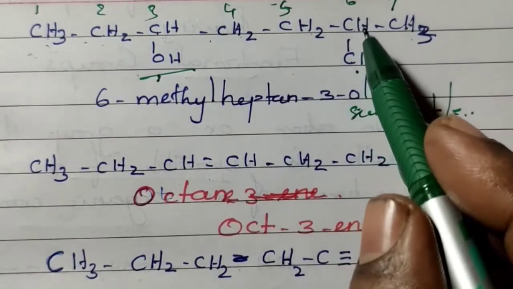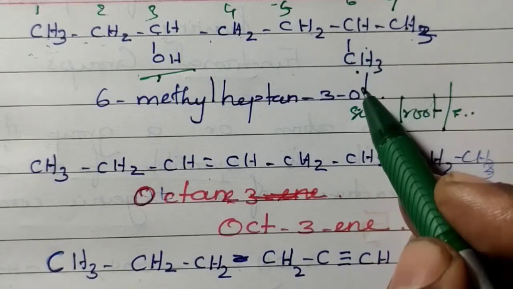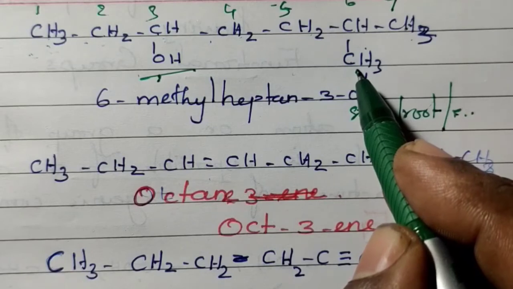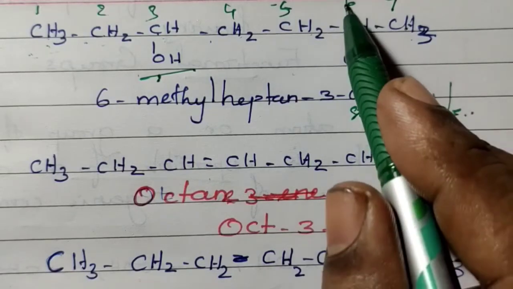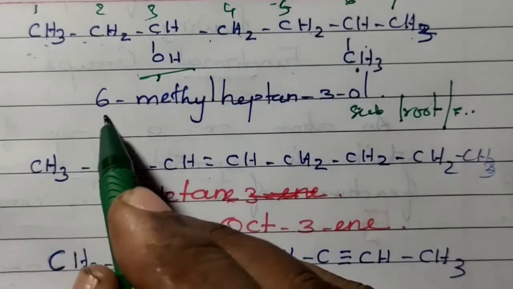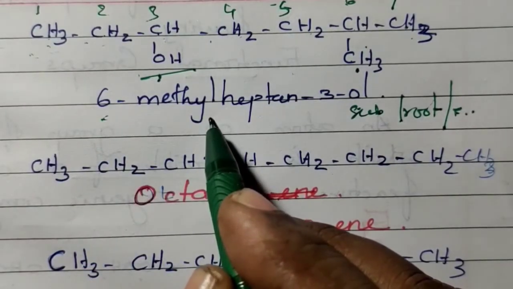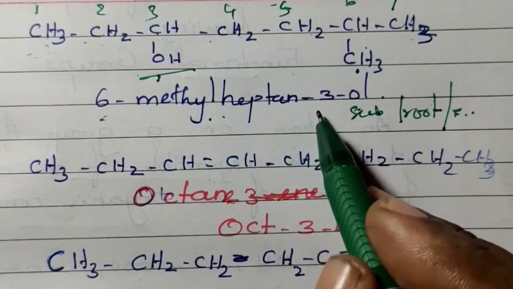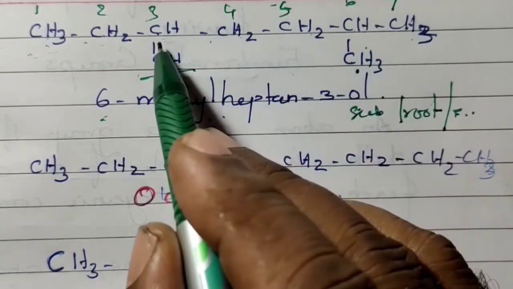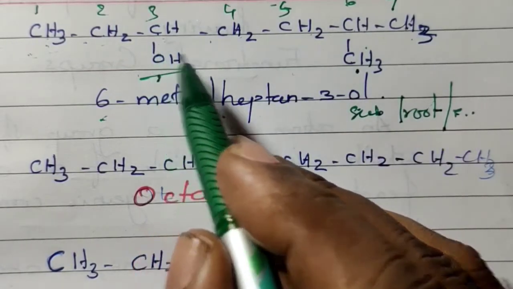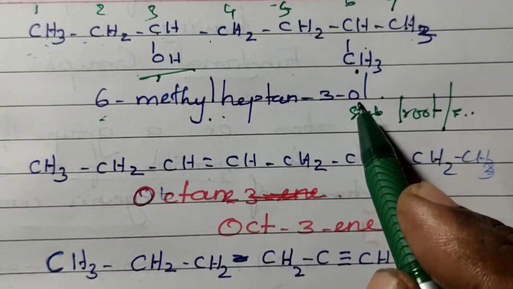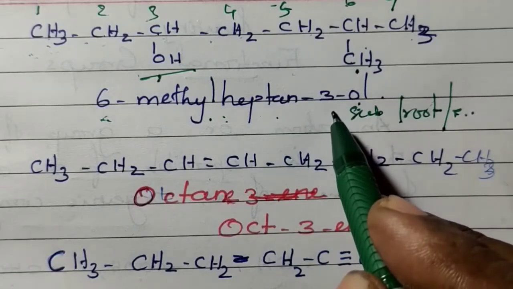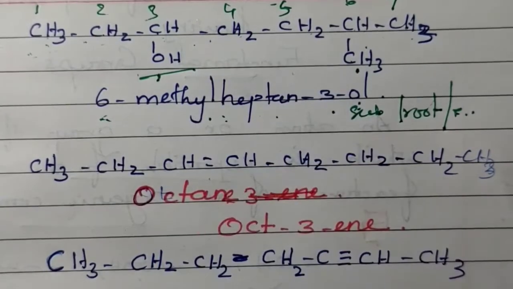So first we have to write the substituent. Here the substituent present is CH3 group. CH3 means it is a methyl group which is present in the 6th carbon atom. So we have to write 6 methyl. Totally 7 carbon atoms present, so heptane. Remove that last E. Instead we have to write, in the 3rd carbon atom having OH group. So 6 methyl heptane triol is the IUPAC name of this compound.